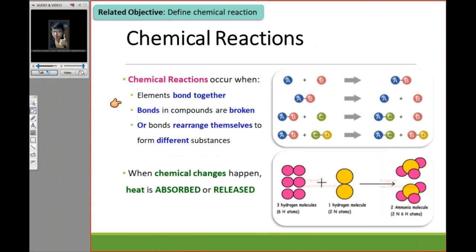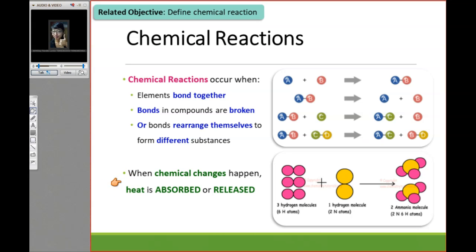Now, remember, chemical reactions occur anytime that bonds are rearranged. So that means that elements could bond together. For example, you can see that this element A is bonding with element B over here. This could also mean that bonds are being broken, right? So you can see this compound made up of A and B is breaking down into separate pieces, A plus B. Or in general, it can mean that bonds are being rearranged. So these two examples are examples of rearranging. The chemicals are coming back together in a different form.